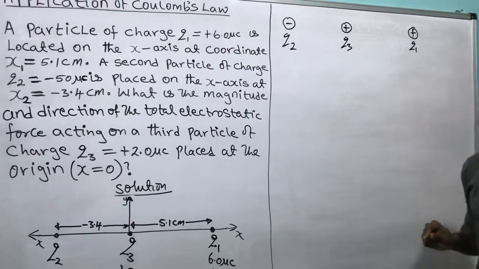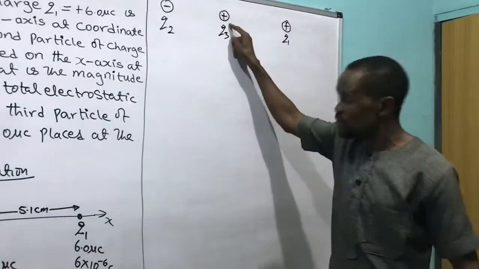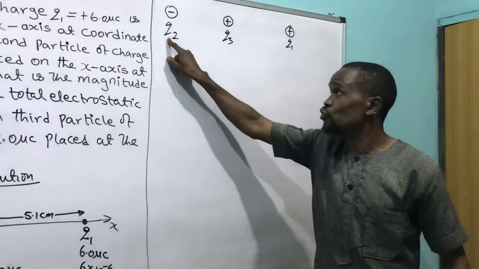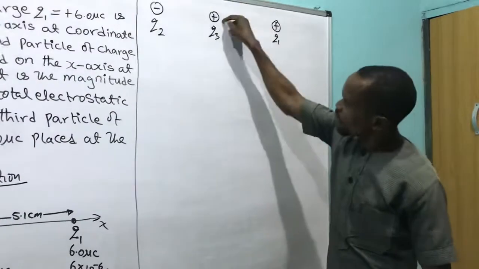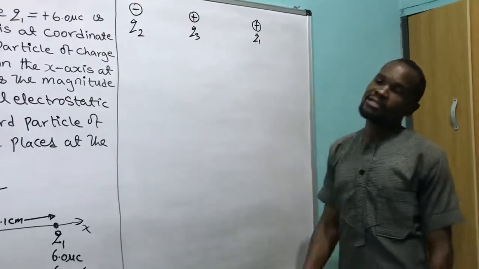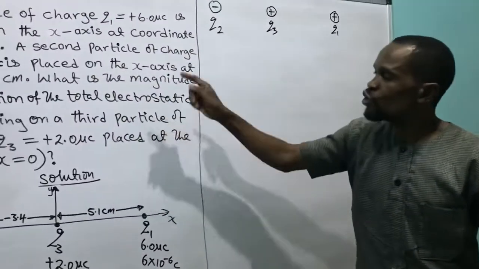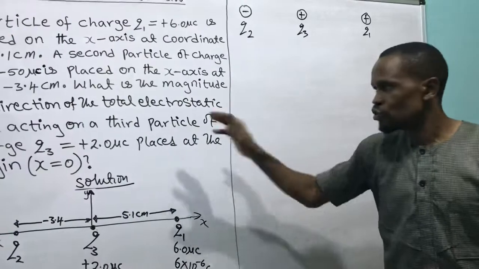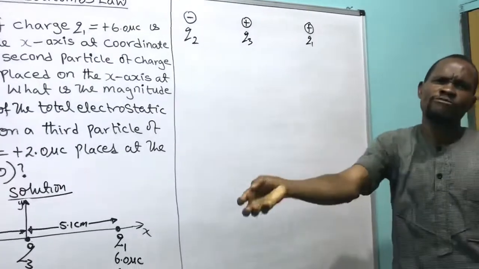The force that will act on Q3, which will be as a result of what? Force from Q1 on 3 and force from Q2 on 3. That's what they're asking me. The magnitude of force of Q1 on 3 and Q2 on 3, which is the total force. It means that this Q3 is what I'm looking for.